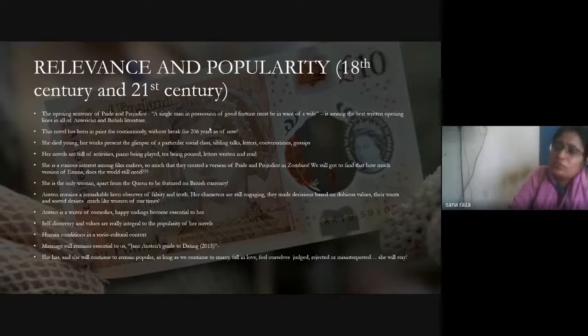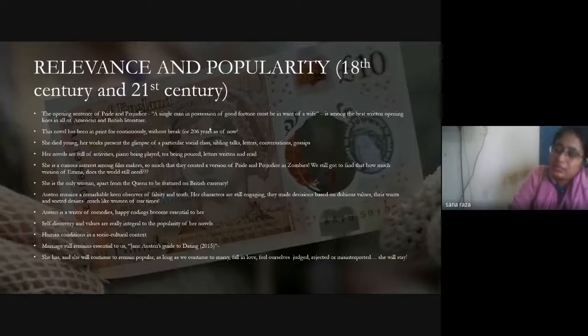Austen remains a remarkably keen observer of falsity and truth. Her characters are still engaging. They make decisions based on dubious values, their wants are sordid desires, and these reflect the women of our times. So that is very much relevant to the characters of this age. Austen is a writer of comedies, so happy endings become essential to her. Self-discovery and values are really integral to the popularity of her novels. You'll always see that her characters emerge, they mature, and that is what helps her gain popularity because you can associate these characters with reality.